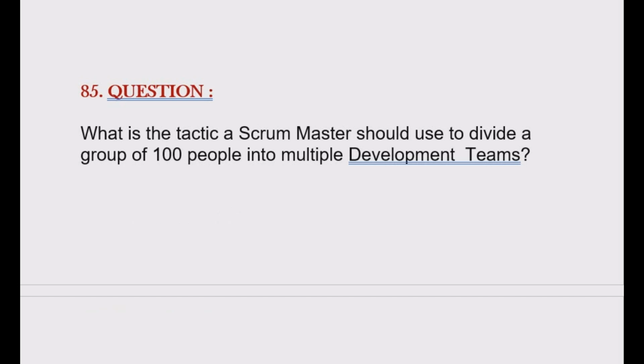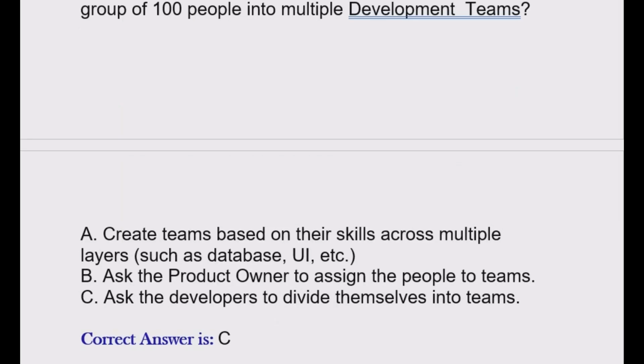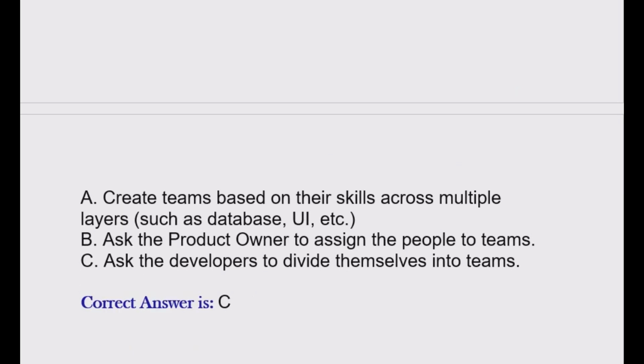Question is, what is the tactic a Scrum Master should use to divide a group of 100 people into multiple development teams? Option A, create teams based on their skills across multiple layers such as database, UI, etc. Option B, ask the product owner to assign the people to teams. Option C, ask the developers to divide themselves into teams. Correct answer is option C.